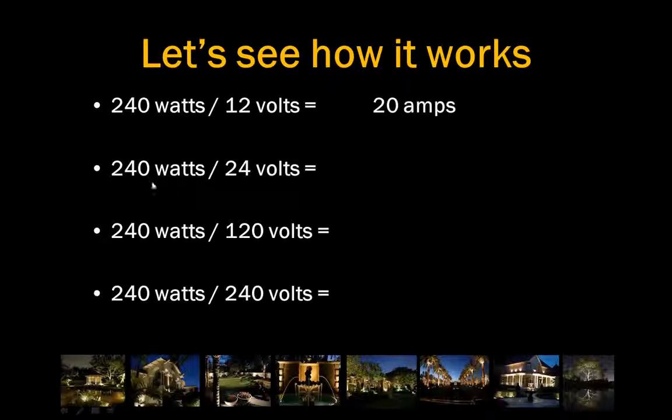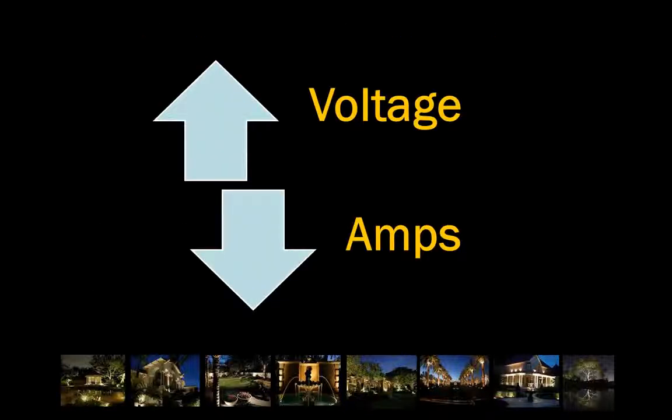If I take that same 240 watts and run it on 24 volts, I'm getting 10 amps. Now, if I were to take the 240 watts and put it on a 120-volt system, so the same wire, the voltage that you're running through your house, I'm only pulling 2 amps. And if I get a 240 volt, I'm only pulling 1. So as you can see, the higher the voltage, the lower the amps.